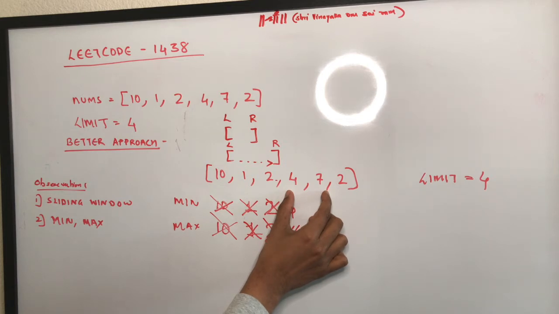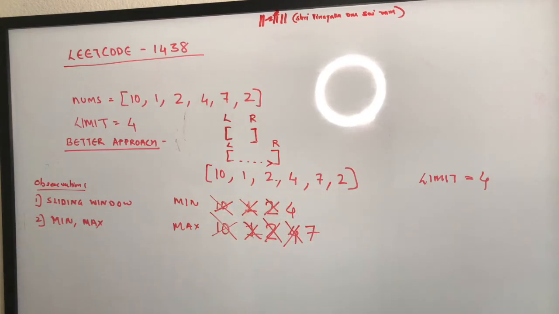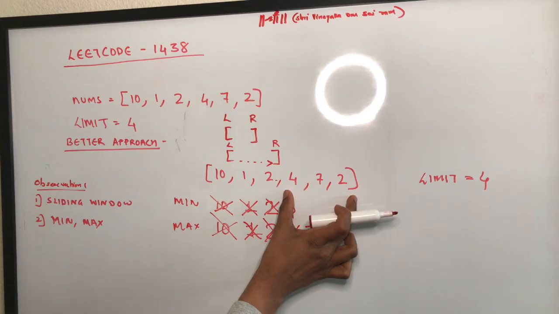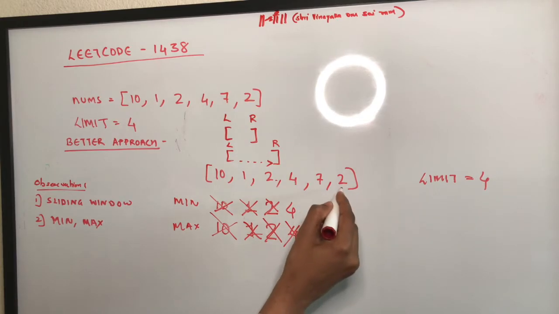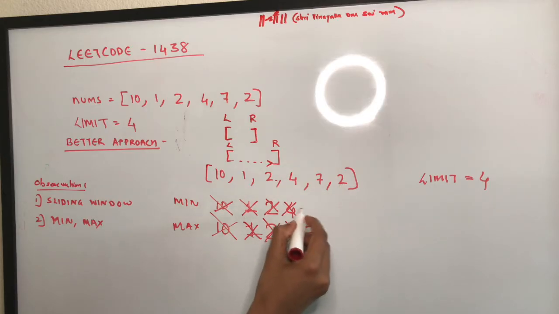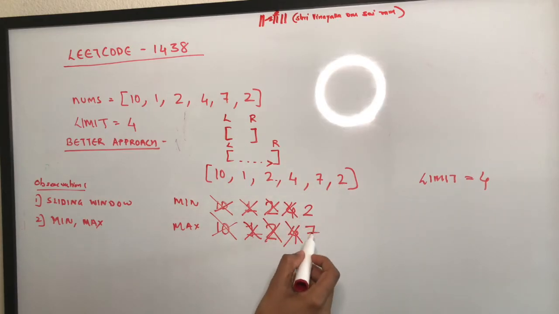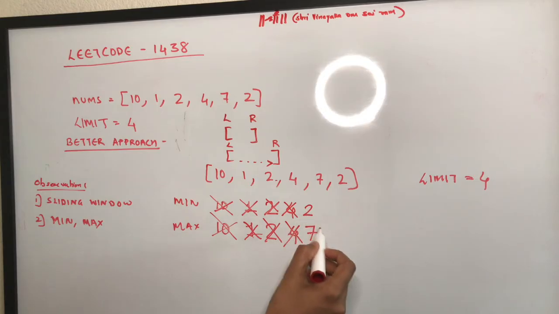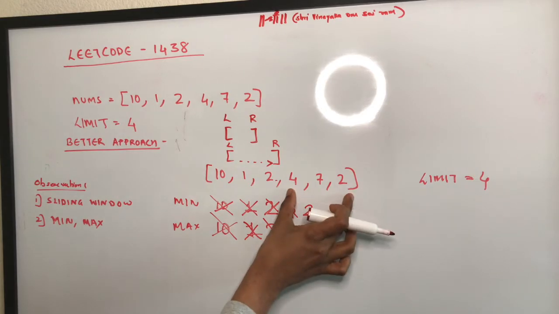Now you can start again expanding on the right. So let's include 2 as a part of this subarray. Now you have 4, 7 and 2 as your subarray that we are looking at. So the new element 2 is smaller than 4, so this becomes 2. Now you check the constraint: 7 minus 2, which is 5, which again violates your constraint. So you cannot have this subarray as a part of your solution because it is violating the constraint.